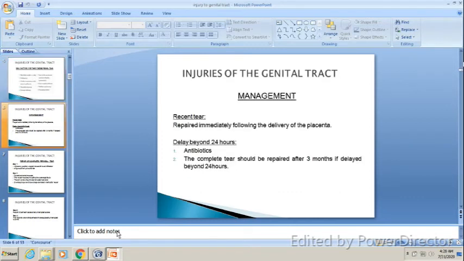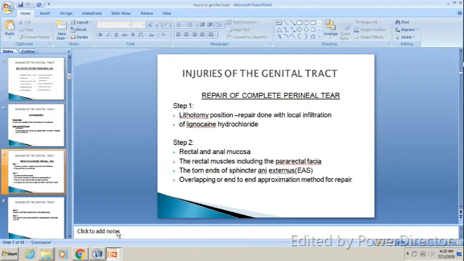How will you manage the perineal injury? Repair immediately following the delivery of the placenta. If it is a recent tear, and if delayed beyond 24 hours, give antibiotic, and a complete tear should be repaired after 3 months. If delayed beyond 24 hours, 6 weeks actually. Repair of complete perineal tear. Step 1 is lithotomy position, repair done with local infiltration with lignocaine hydrochloride.